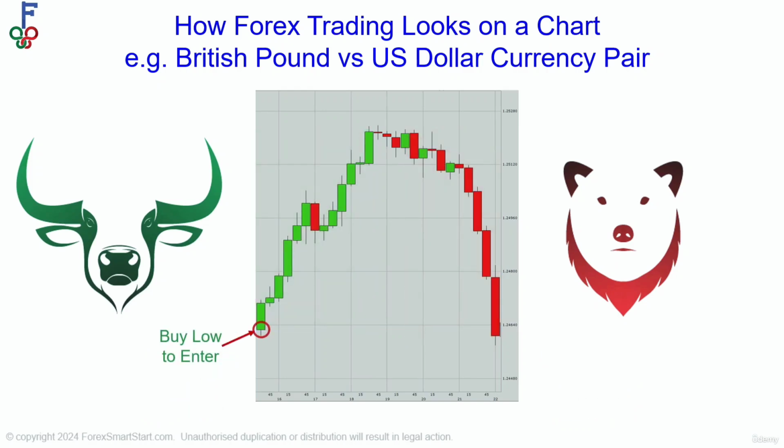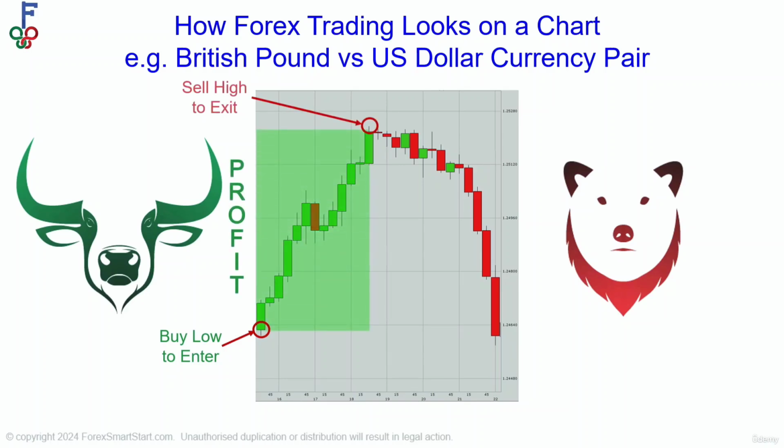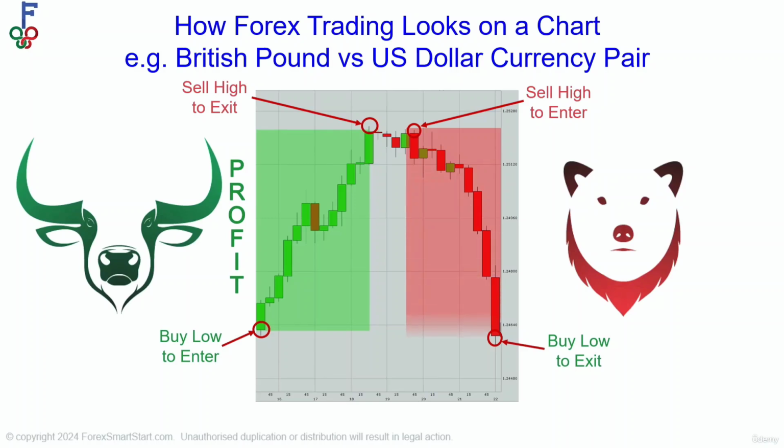In a long market, you buy low to enter your trades and you sell high to exit. The difference between your buy and your sell is your profit. In a bearish market, you sell high to enter your trade and you buy low to exit. Again, the difference between your buy and your sell is your profit.